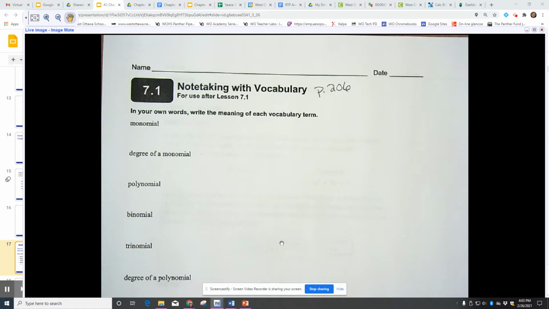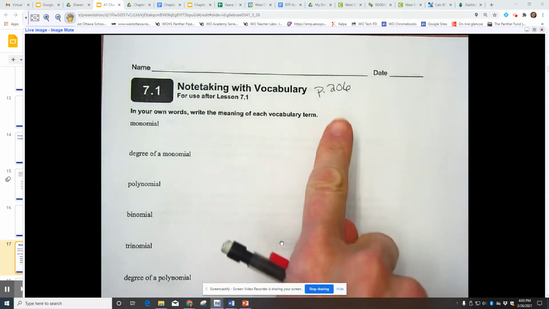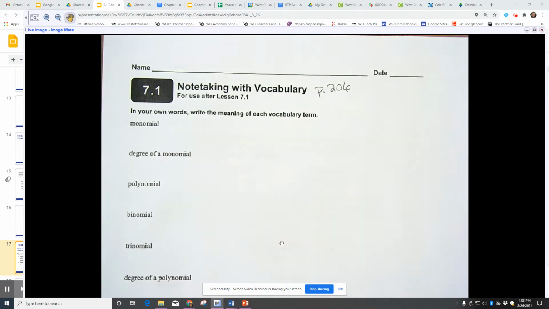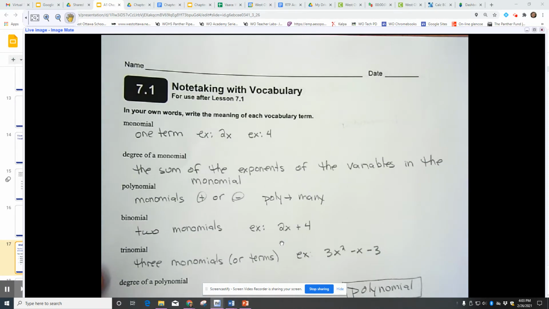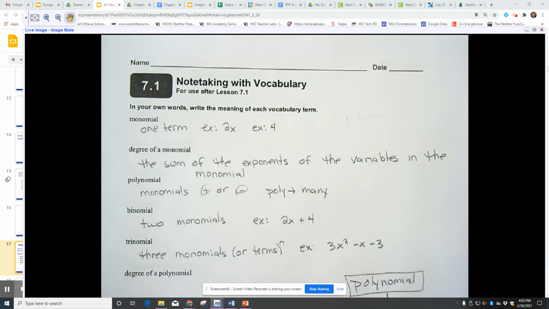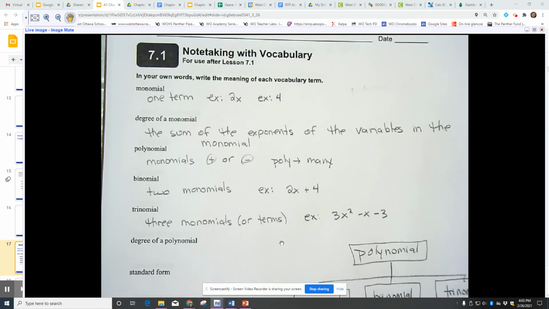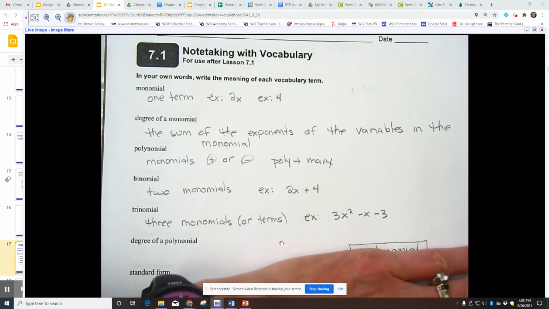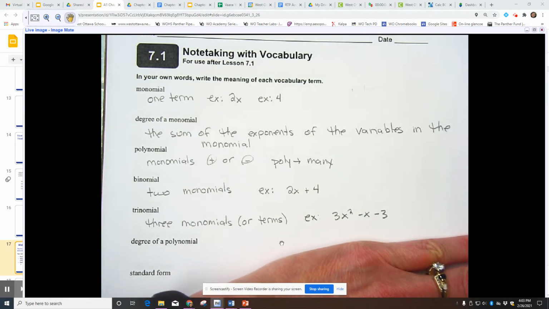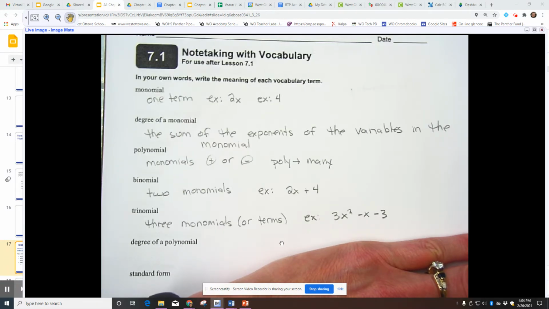Hi, Algebra 1 students. This video is for section 7-1, and you're going to want to start on page 206 in your student journal. The first thing I'm going to have you do is pause the video and copy everything but this table, okay? So, yeah, pause the video right now. And why don't you get this information in your notes?